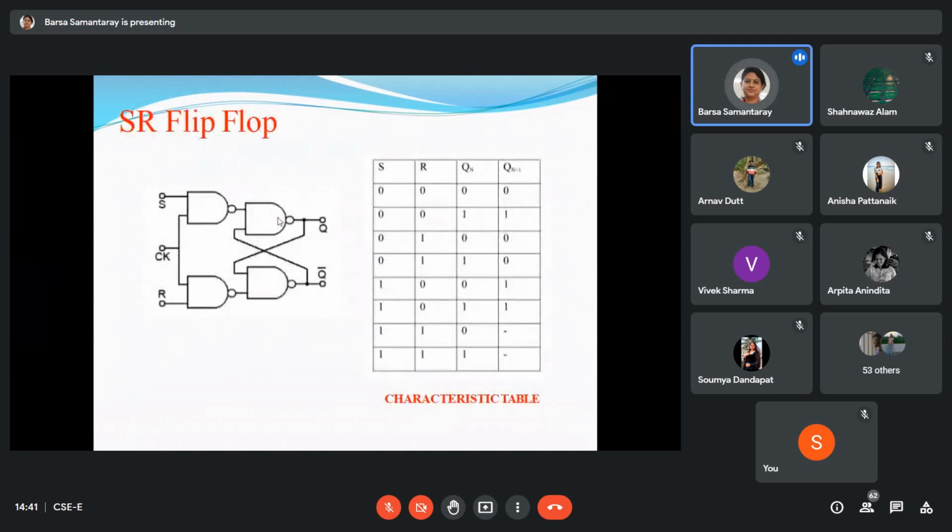So next one is, these are SR flip flop. So already we have discussed this one. Instead of your enable line, we can also use the clock. Okay. So either positive edge, negative edge, or positive level, negative level, we can use the clock pulse in place of enable. Then this is the characteristic table of the SR flip flop.